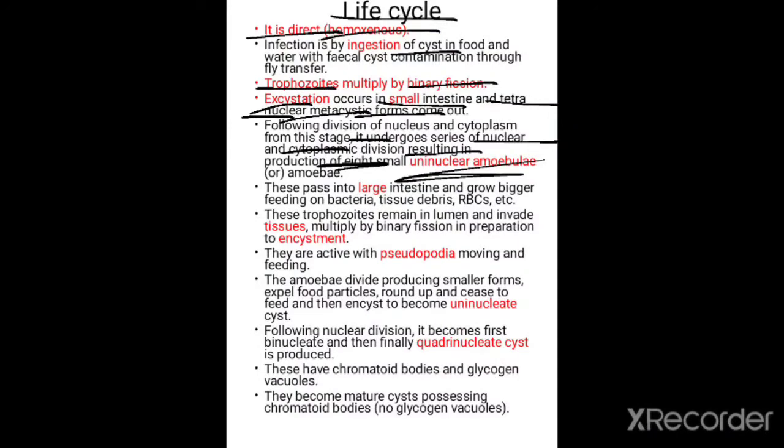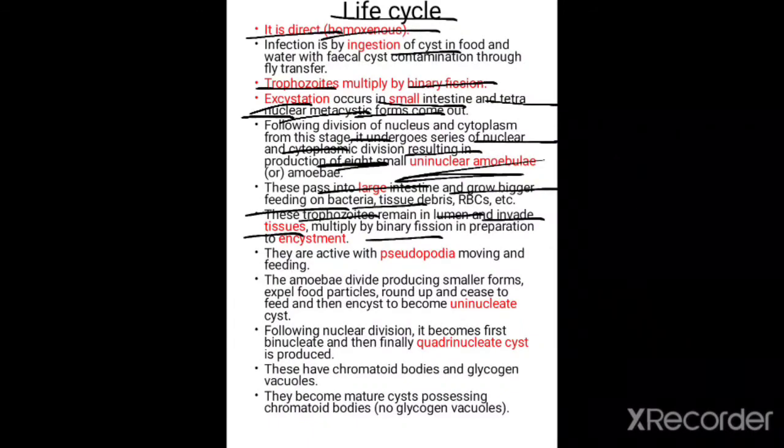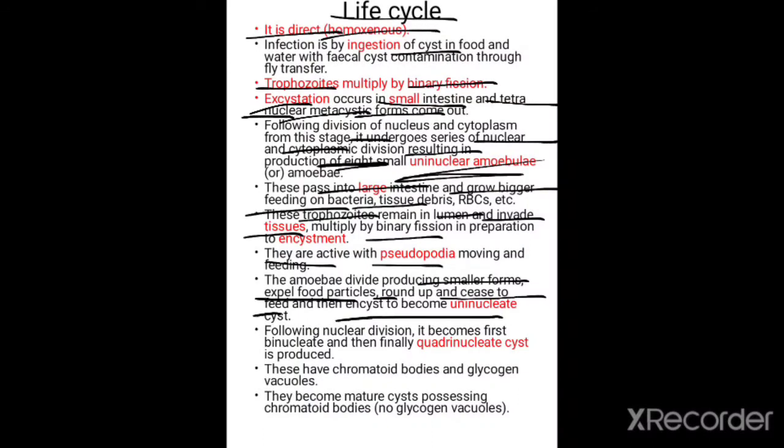Then they pass into the large intestine and grow bigger, feeding on bacteria, tissue debris and RBCs. These trophozoites remain in the lumen and invade the tissues, multiplying by binary fission. They are active with pseudopodia. The large amoebae divide, producing smaller forms. They expel food particles, round up and cease to feed, and then encyst to become uninucleate cysts. Following nuclear division, it becomes first binucleate and then finally a quadrinucleate cyst is produced.